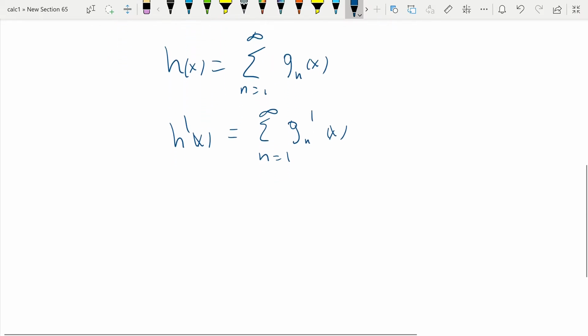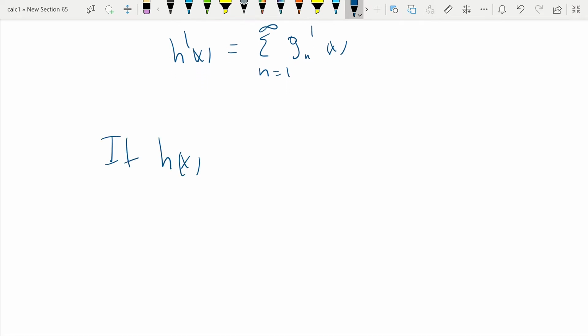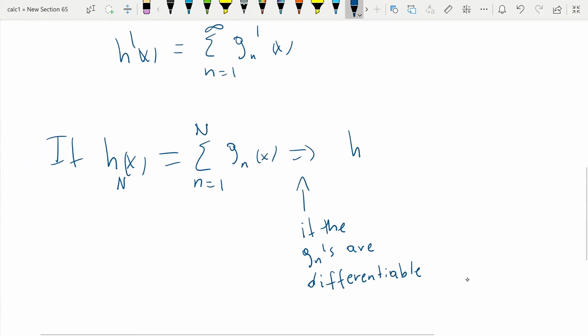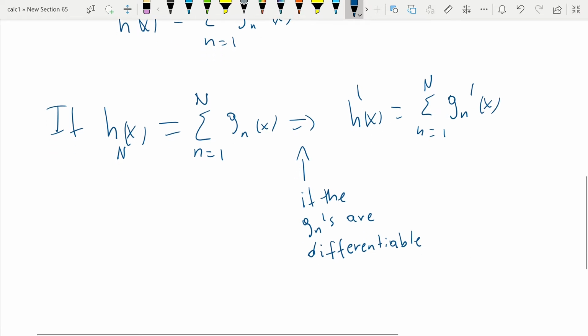So for instance here, if h sub n were to be defined as the sum from n equals 1 just up to n of gn, we will be able to say, of course, if the gn's are differentiable, we can say then that h is differentiable, and that the derivative is just the sum of the derivatives of the gn's. This is just the linearity of the derivative.